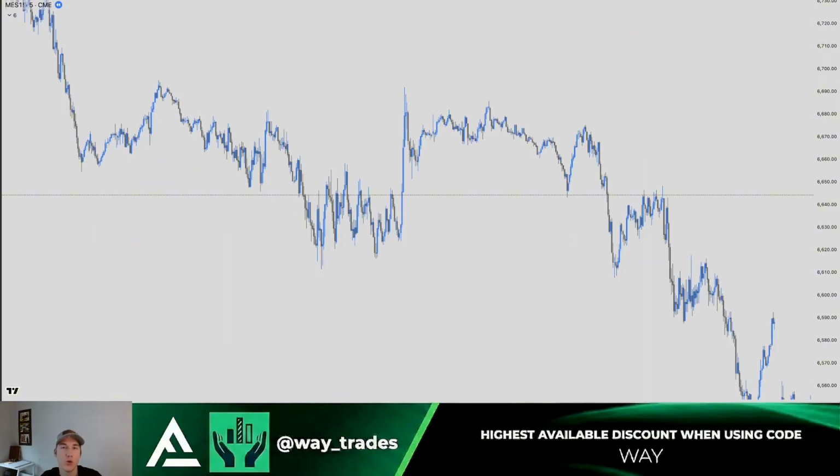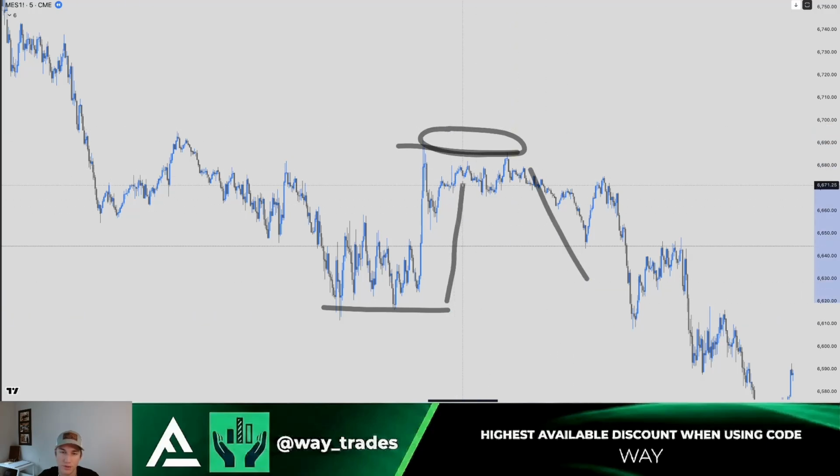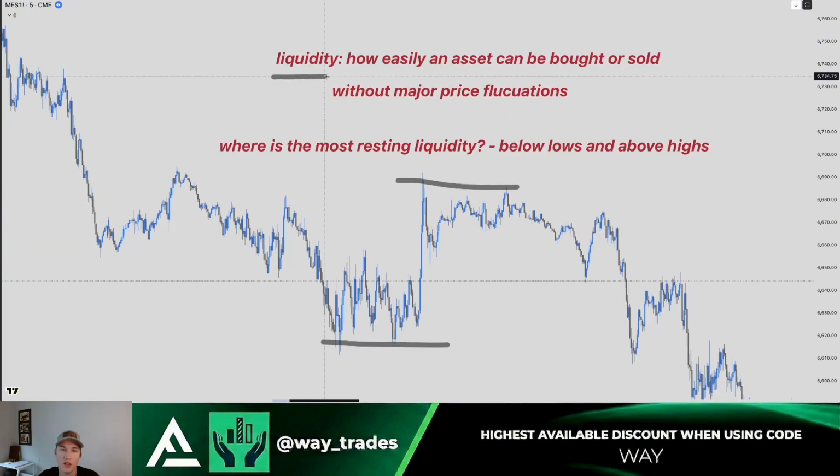Now, where does liquidity rest on charts? There'll be major liquidity pools below lows and above highs. The more lows that you generate, the more liquidity below, as you can see right here. And once we swept that liquidity, you could see the result was a quick bounce. You have all of these orders above highs and below lows because you have stop loss orders sitting above here from traders who are short or long in the opposite direction. You also have orders from traders who are trying to catch this breakout above price or below price. So now you know what liquidity actually is and where the most resting liquidity is.